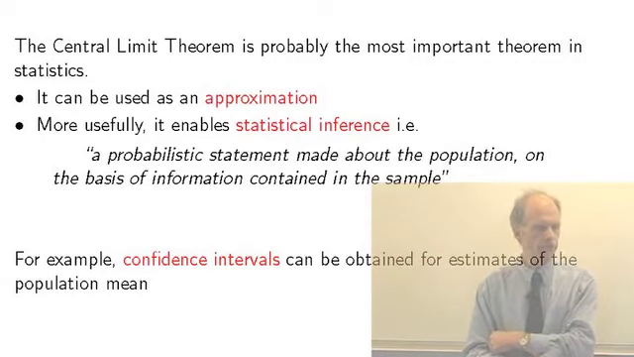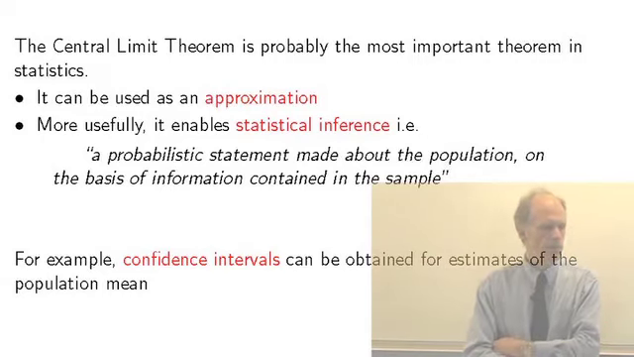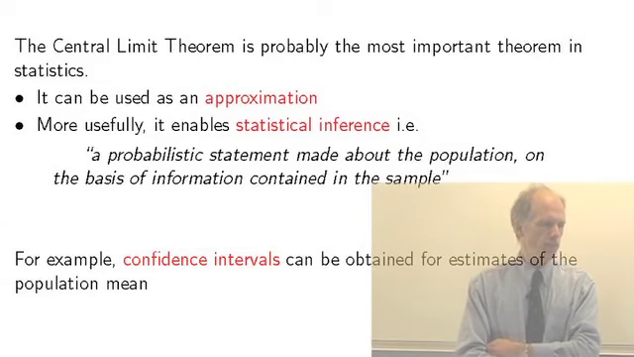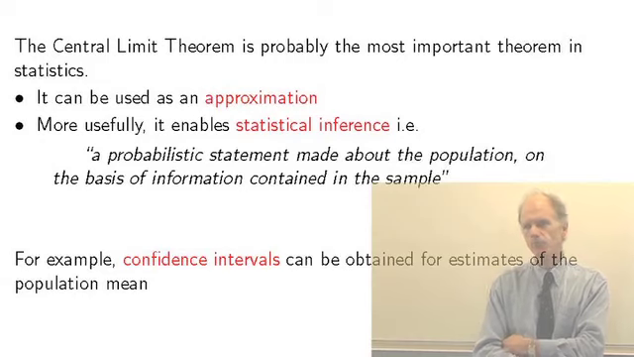So statistical inference is a probabilistic statement made about the population on the basis of information contained in the sample. So an example of this would be, we've taken a random sample, perhaps an opinion poll or something like that, of how people are going to vote in the election. And we're saying on the basis of the sample that we have, maybe 1,000 people, we're going to make a prediction for the population as a whole. Of course, we haven't asked questions of the population as a whole, but we're making a statement about the population as a whole. We're predicting, for example, that a certain party is going to win the election based on our sample.